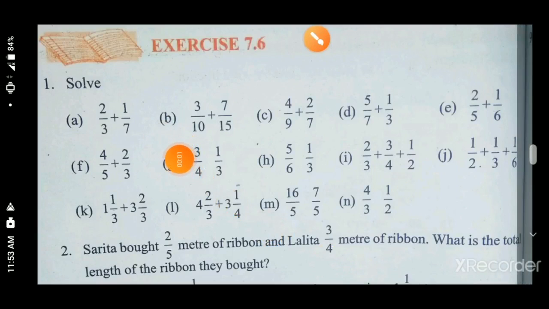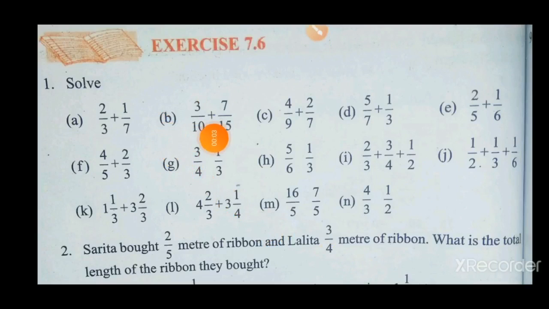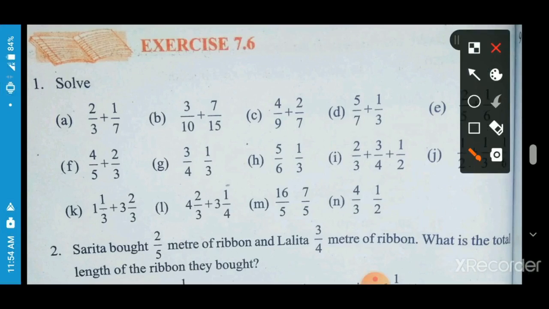Now part B, 3 by 10 plus 7 by 15, in which 10 and 15 are different numbers. It means the denominators are different. In case of different denominators, we take the LCM of the denominators to make them equal. So here we are going to take the LCM of the denominators. It is 10 and it is 15.